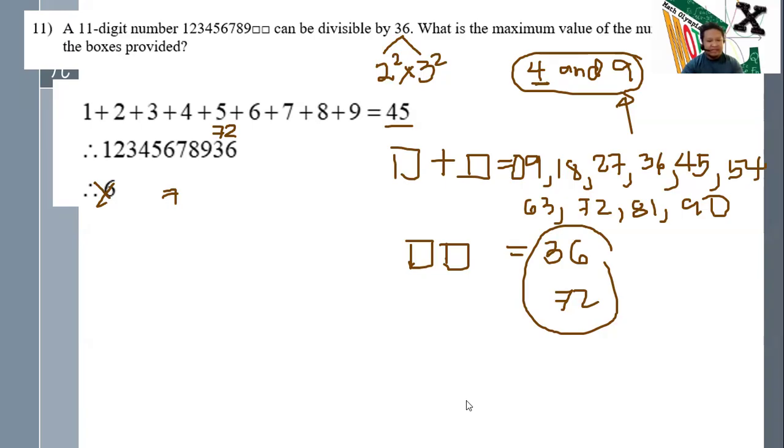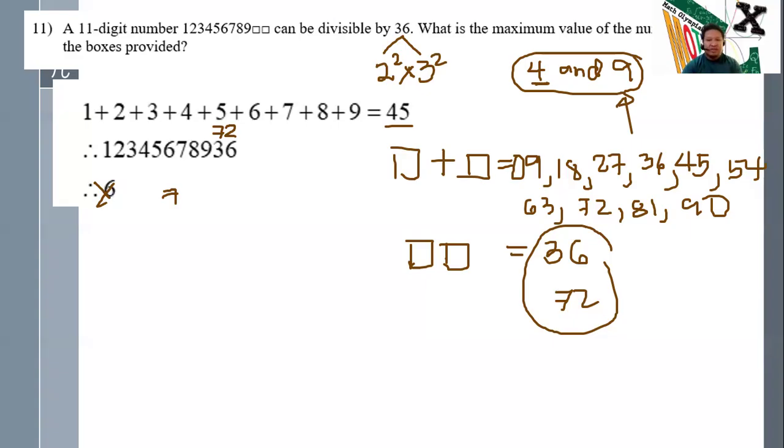So yeah, that's it. 72 is a possible value for that. That should be the correction for that one. 72 is divisible by 36, yes. So the maximum number there is 7. Any question for that one? Clarification: if you're asked about each digit, then that's 7. If you're asked about the whole number, then the maximum number should be 72, because either 36 or 72 will be on those boxes.